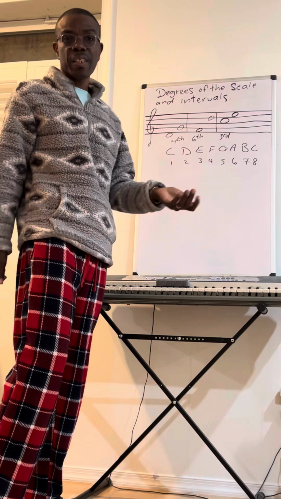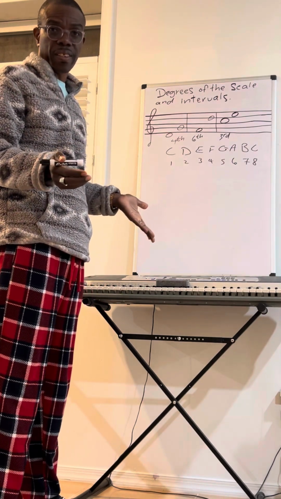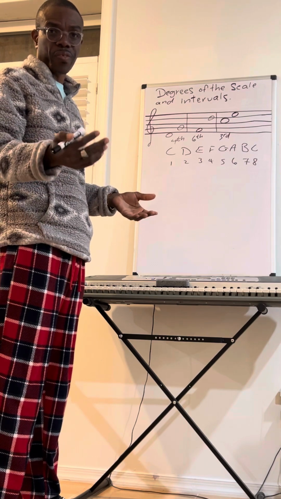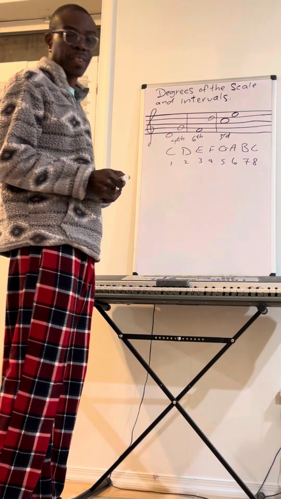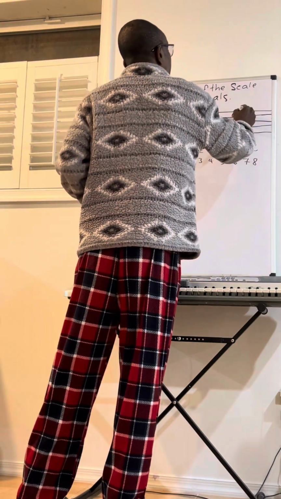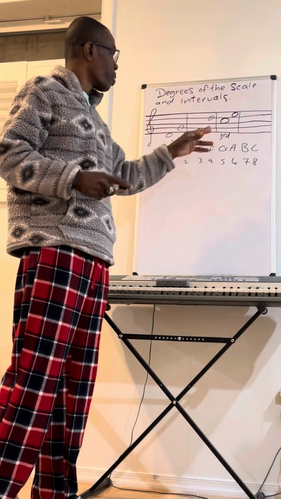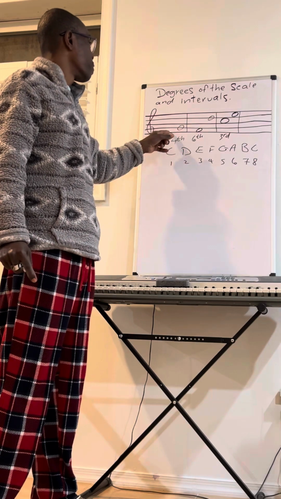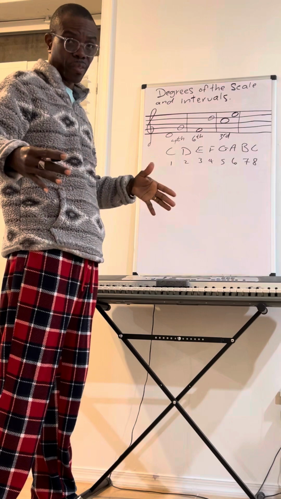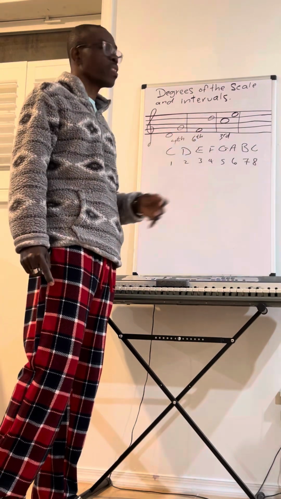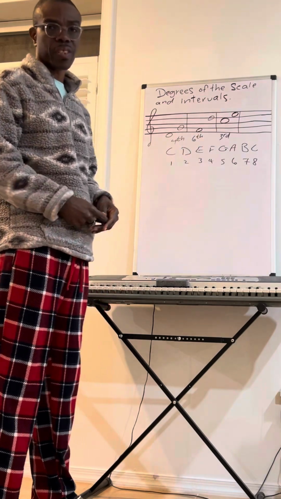So recapping, degrees of the scale just means what note of the scale is it: first note, second note, fourth note, fifth note, whatever. And intervals just mean the space between the notes. So we're saying that between D and G is the interval of a fourth. Between F and D, that's a space or interval of a sixth. Between C and E, that's a space or interval of a third.